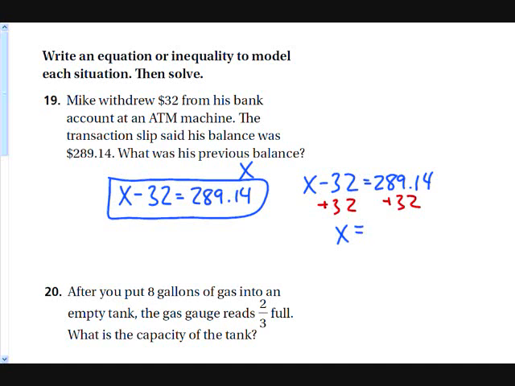So I'm left with x equals, looks like this is going to be 321.14. So $321.14 was the original balance. Okay?